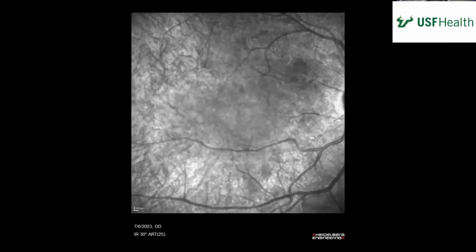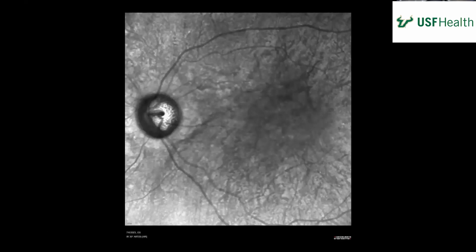Okay, so this is, I think, an IR of the right eye. It looks fairly unremarkable. That's what I thought as well. All right, so we'll move on. And then we have the left eye here.